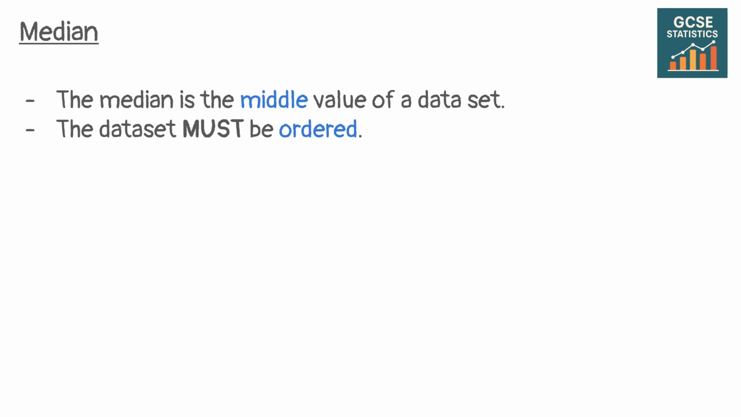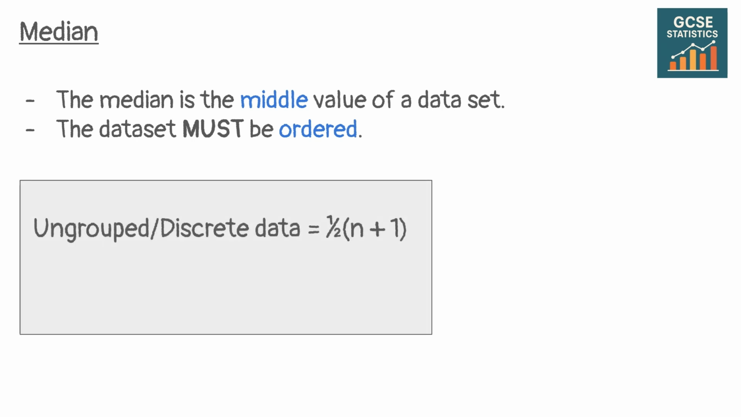There's a formula for finding the median of a dataset. Well, 2 actually, but we'll just look at the first one for now. This is for ungrouped data. The formula is half of n plus 1, where n is the number of values in the dataset. The median of grouped data could be found using just half of n.